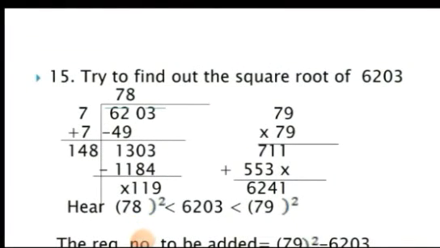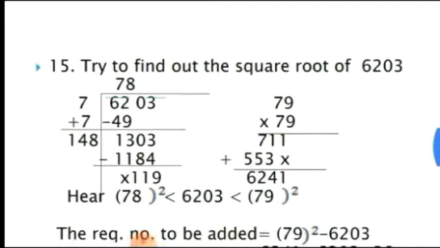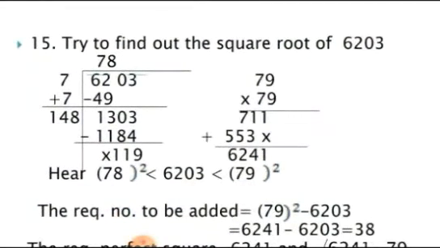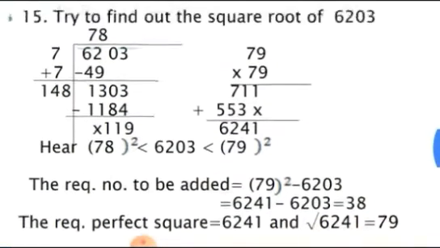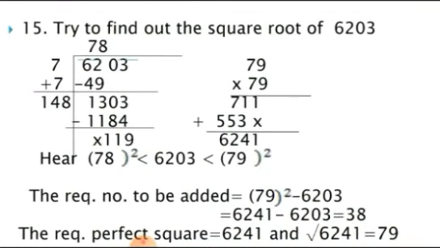Question number 15. Find the least number which must be added to 6203 to obtain a perfect square. Find this perfect square and its square root. First you find the square root of 6203. Here 2 pairs, 03 and 62. Then same, 7 7s are 49, remainder 13, bring down 03. Then 7 plus 7 is 14, 8 times you divide here. Here the remainder is 119.